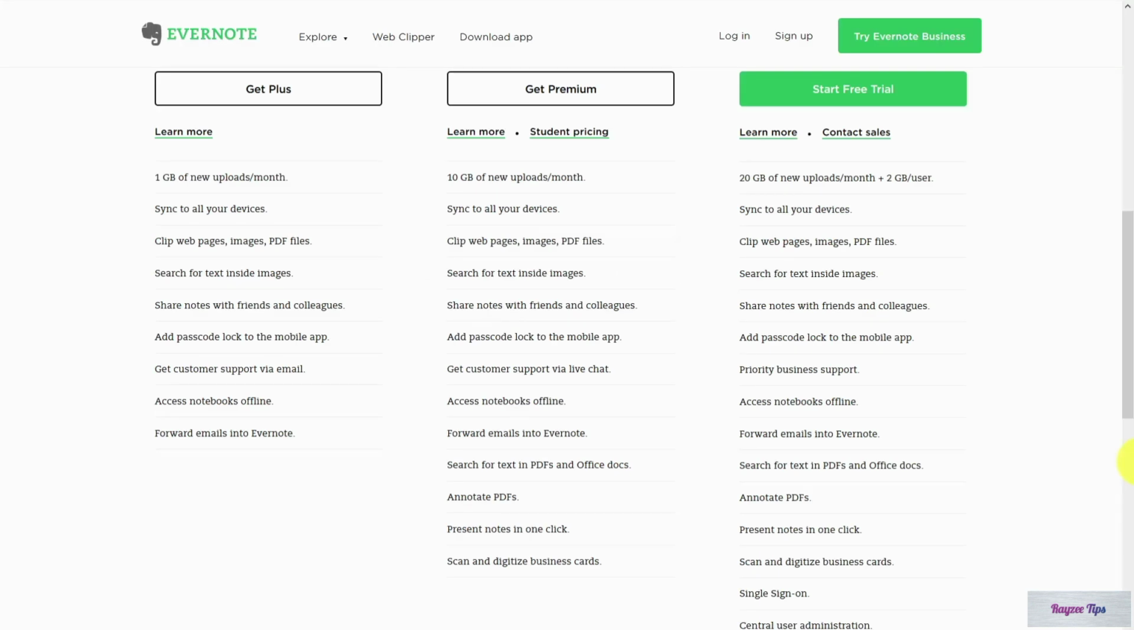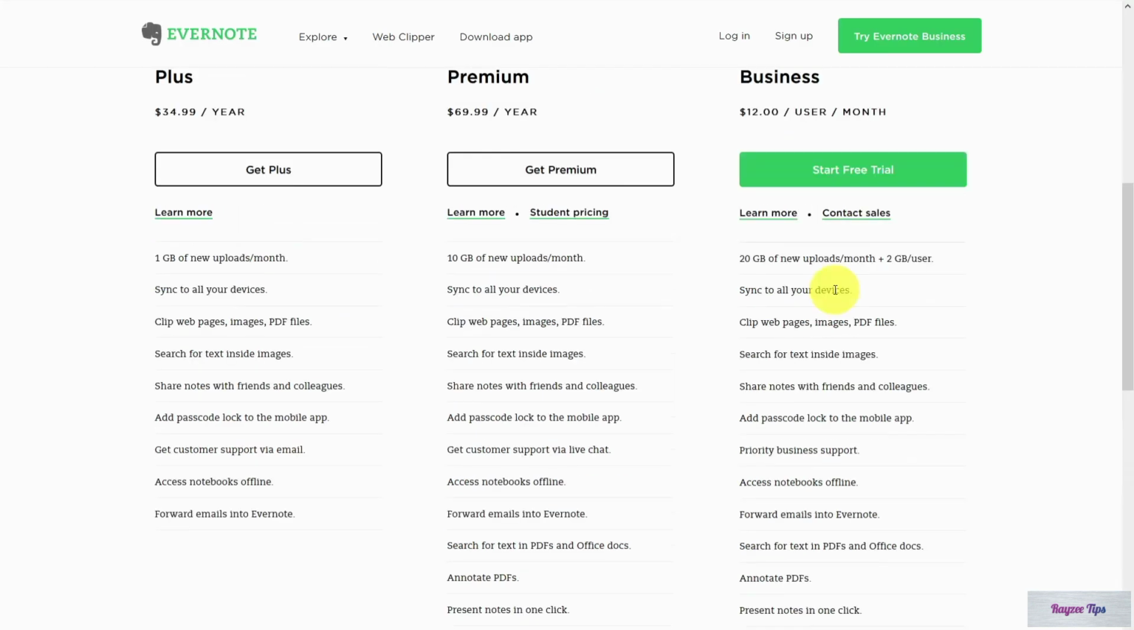Now, there are 3 levels of paid access, and it's a good idea for us to discuss that right now also. You're going to notice that they vary in price. Now, you'll notice that they vary in terms of how much you can upload at one time, 1 gigabyte versus 10 versus 20. And then there are certain features that are available in the premium level and the business level that are not available in the lowest level, which is the plus level.